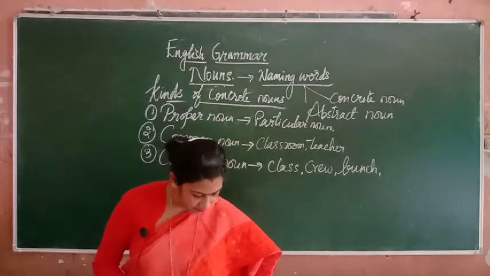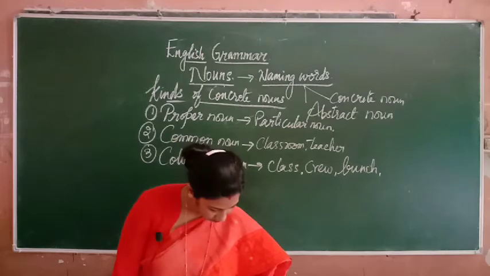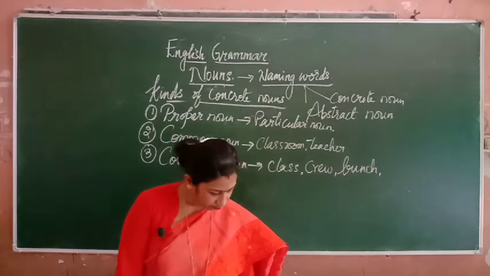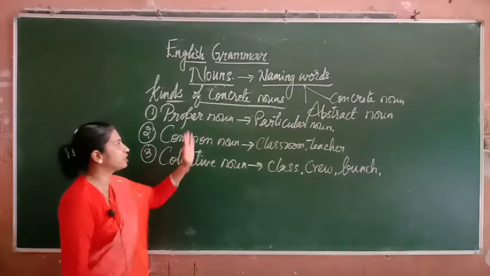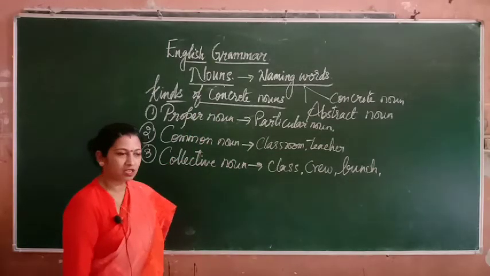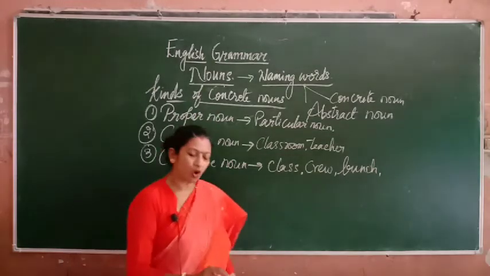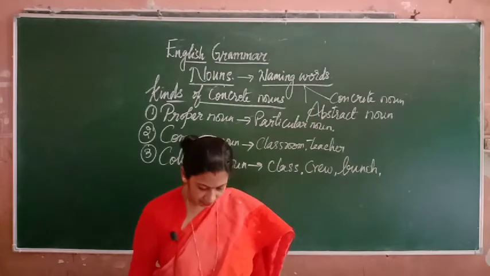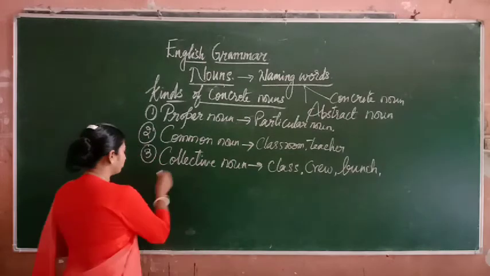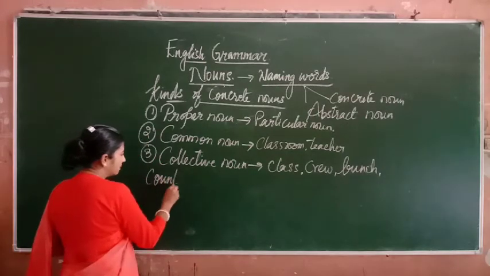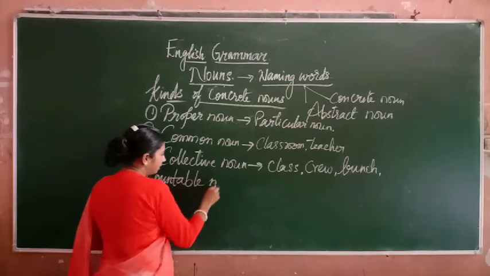So these are the three types of nouns, three kinds of nouns which come under the concrete nouns. Now, nouns can be also classified as countable and uncountable nouns. You have countable nouns and uncountable nouns.